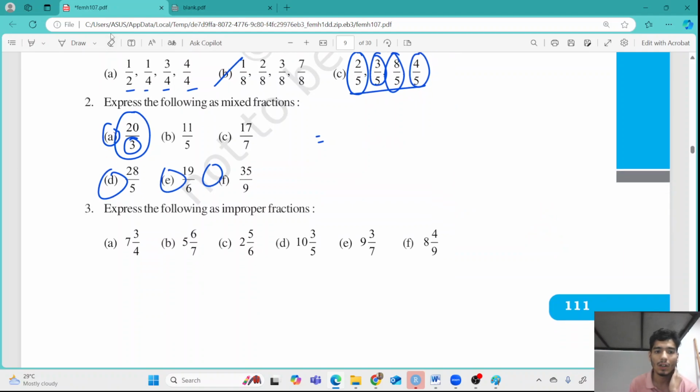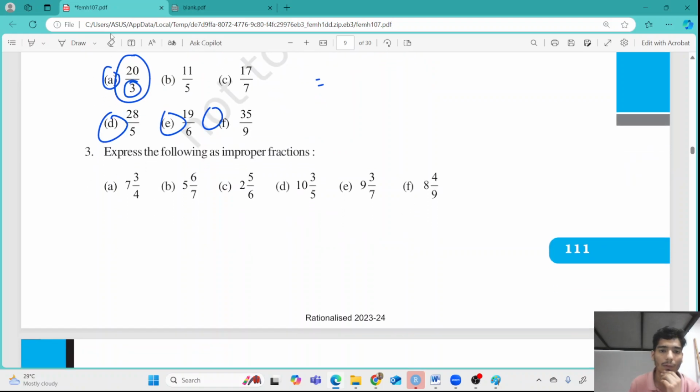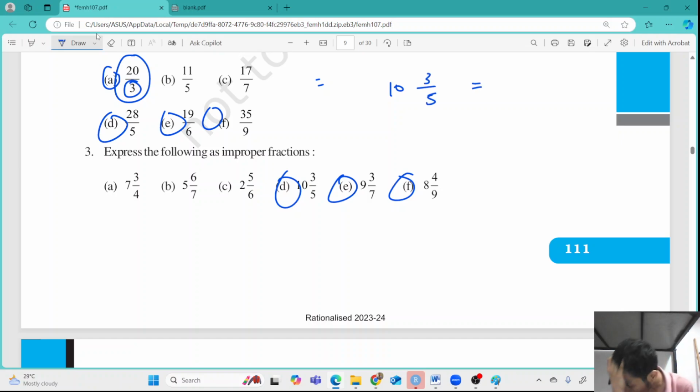Now moving on to the last question, how can we express the following as improper fraction? So again I'll just do the last 3 because I hope that you can do the starting 3 questions. So if I want to convert 10 3/5 into an improper fraction, what I got to do is I have to multiply 5 by 10. So that will give me 50. 50 plus 3 is 53. So it becomes 53 by 5.